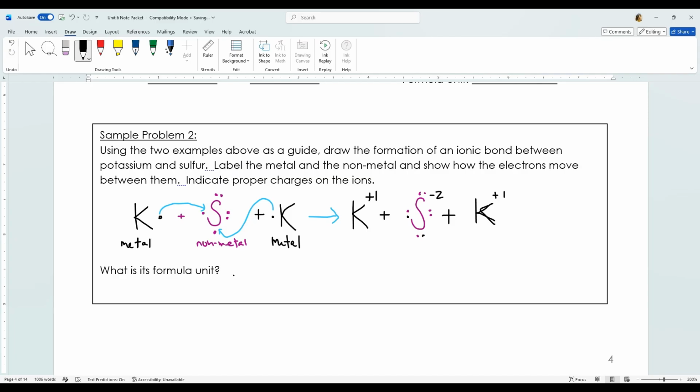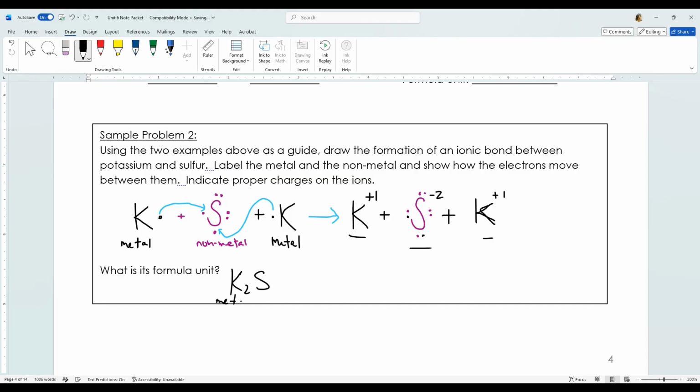And the formula unit is going to be K2S. 2 potassium atoms trade or give their electrons to 1 sulfur atom. Now, I don't expect you to get this correct all of the time now, but just a little foreshadowing here.